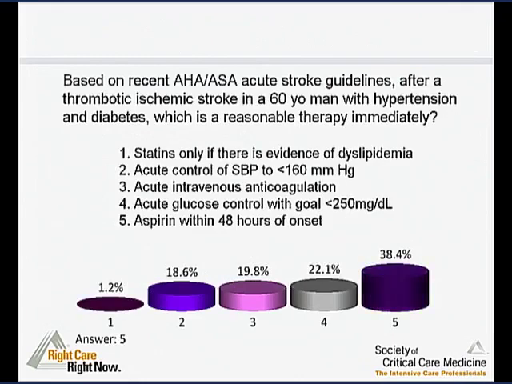Okay, good. So most got the aspirin within 48 hours. Most people know that statins are given for almost all stroke patients. The acute control, we'll talk about that, the guidelines are 180 if it's a TPA patient, or 220 if you're a non-TPA patient. The IV anticoagulation I'll cover, and then we'll talk also about glucose in a minute.